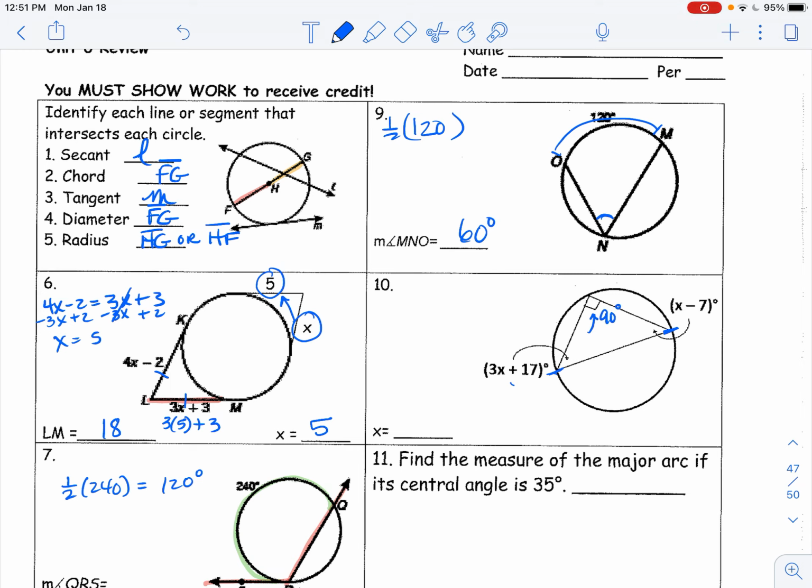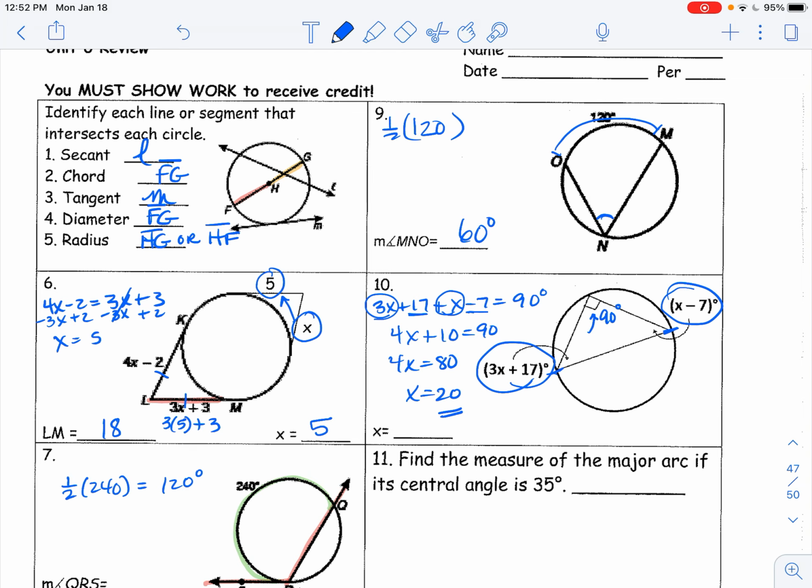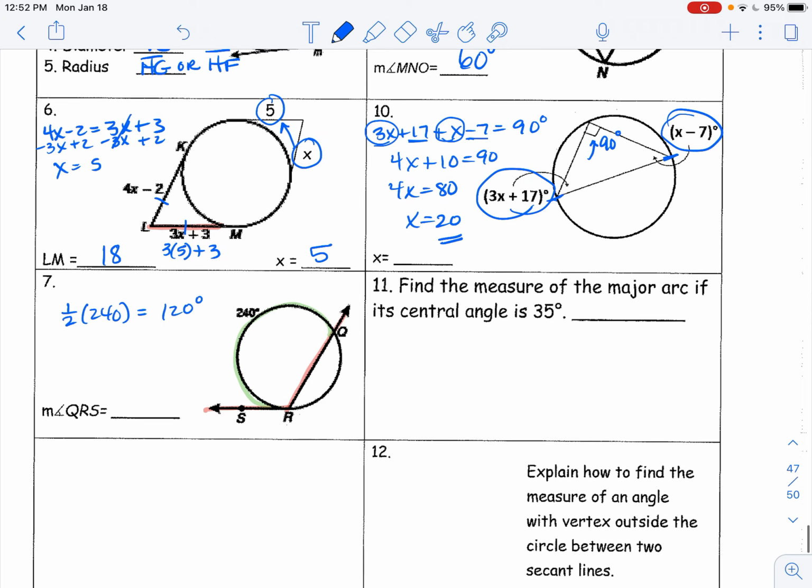What that means is that the sum of these two is also 90. So 3x plus 17 plus x minus 7 equals 90 degrees. Let's combine our like terms. If I have 3x's and add one more x, that's 4x. 17 minus 7 is a positive 10. If I subtract 10, I'll have 4x is equal to 80, and divide by 4, so x is equal to 20 in this case.